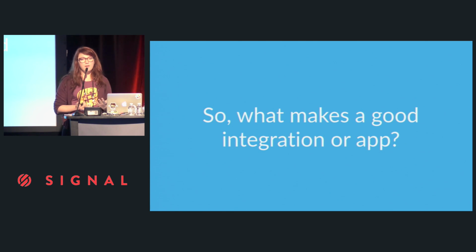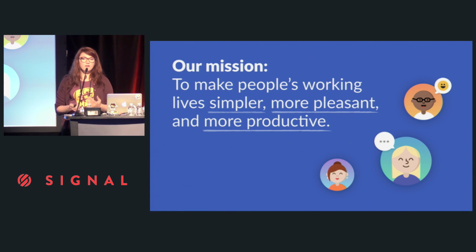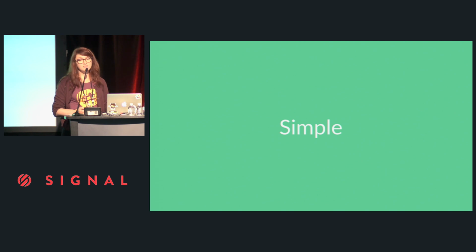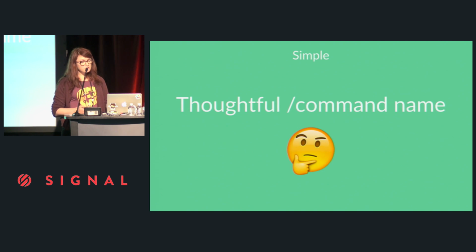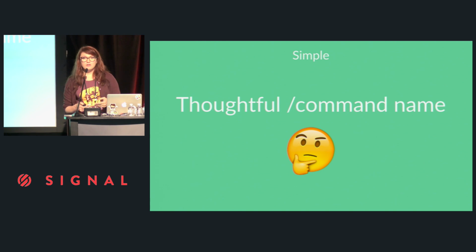So those are the parts of apps and integrations, and what makes good apps and integrations. Honestly, it all comes back to our mission to make people's working lives simpler, more pleasant, and productive. So let's start with simple. Use thoughtful command names. If your app or group has a really fun name that doesn't necessarily tell you what your app does and you're not as widely known, it might be harder for users to remember that that's what your app is doing or to remember to use your app. So To-Do is a great example of this because To-Do does exactly what it says. It's a to-do list app.